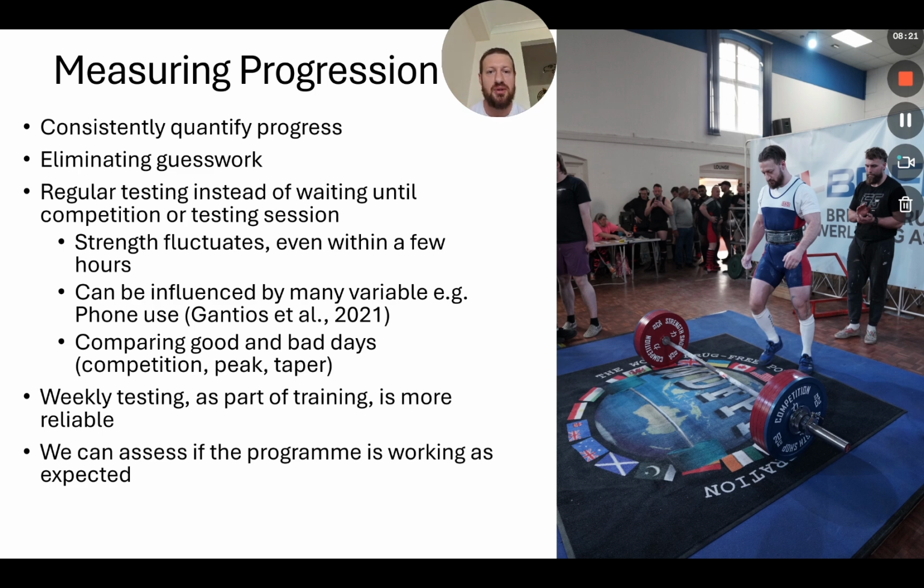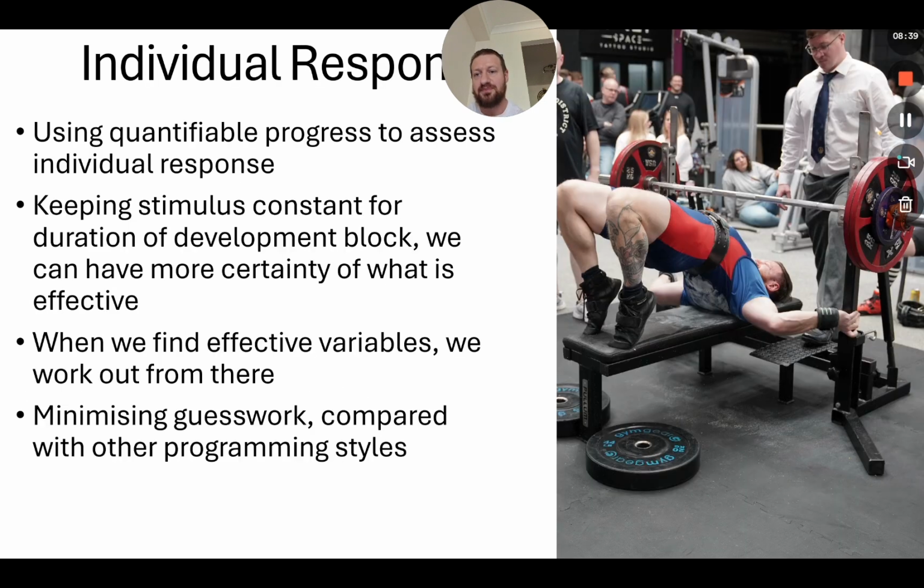It also avoids some of the complications because our strength can fluctuate a lot day by day based on many factors. Even looking at our phone for half an hour has been shown to make us weaker, and it avoids that situation where sometimes we might compare good days against bad days. So it's a bit more consistent and it allows us to test if the program is working or not.